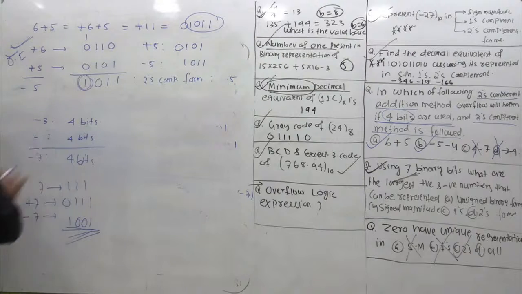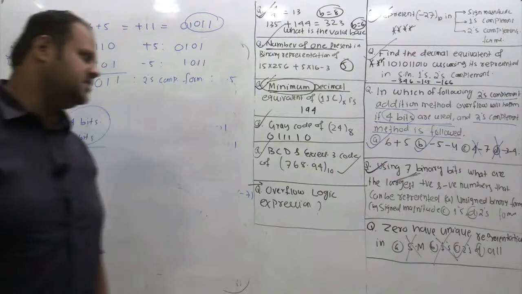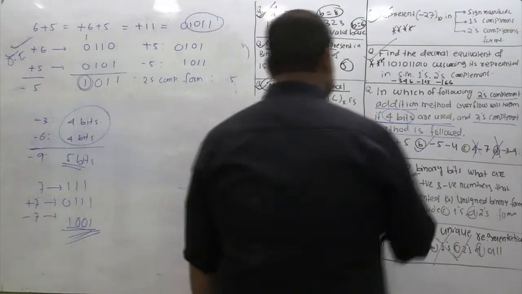But what do you think? If I make this minus 3 and minus 6, in this case overflow will happen or not? In this case it will happen. Why? Because in this case your answer is minus 9. To represent minus 9 you need 5 bits. Your answer needs 5 bits, but you have used 4 bits. So definitely overflow will come into the picture. So you have answered this also.